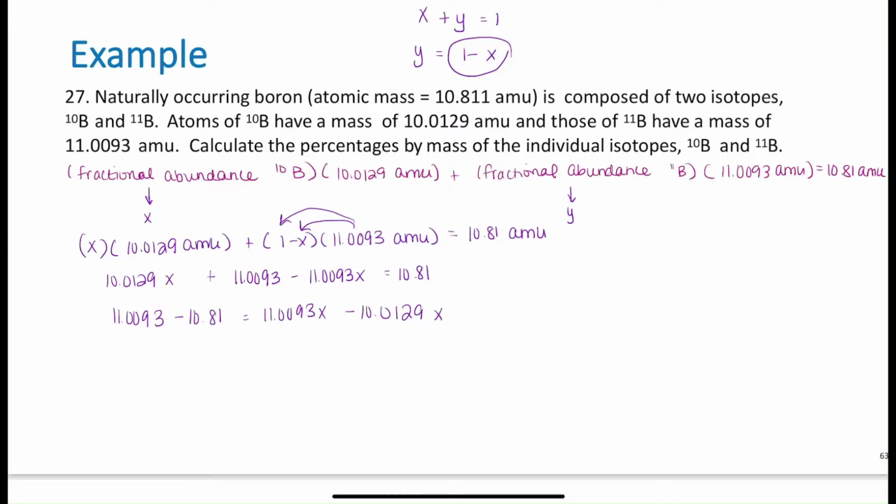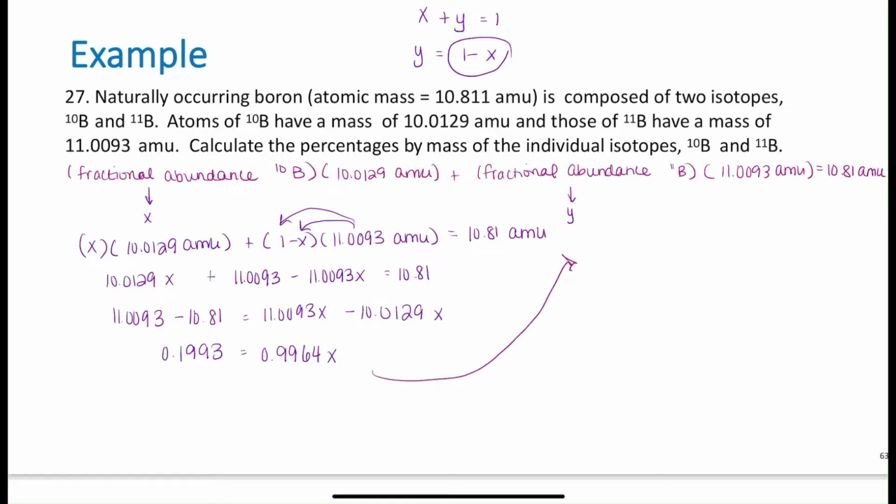I forgot to finish calculating this out, so one second, I apologize. 11.0093 minus 10.81 gives me a value of 0.1993. And 11.0093 minus 10.0129 gives me 0.9964X.